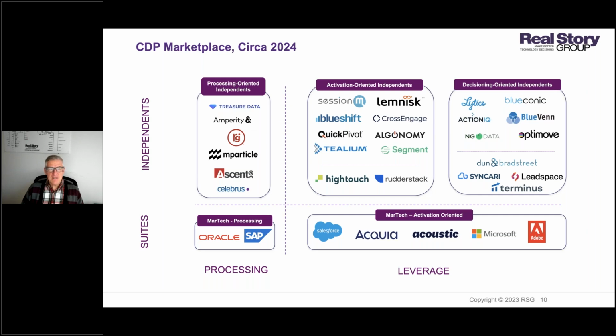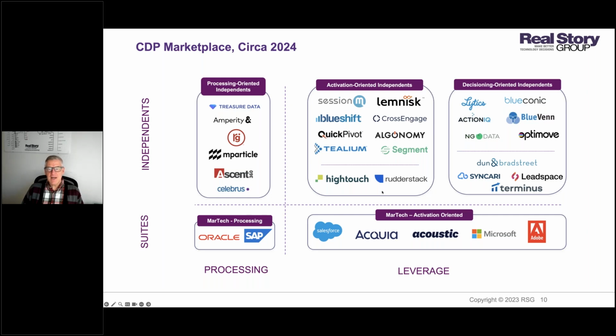A lot of the action still is at the independent level, but even then, you can divide between, on the left, those that are really focused on more heavy-duty data ops-oriented data management and processing, and those that are focused more on data leverage, in other words, activation. Even within that, you can see within the CDP market, those that are more activation-oriented and those that are more decisioning-oriented.